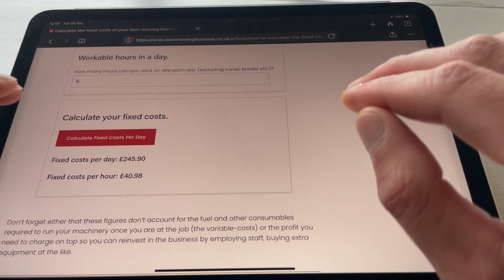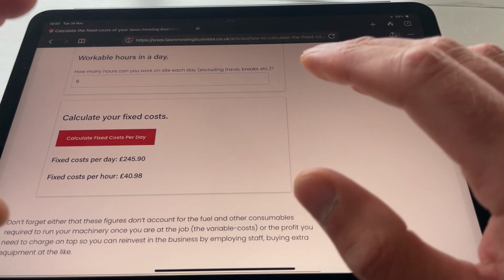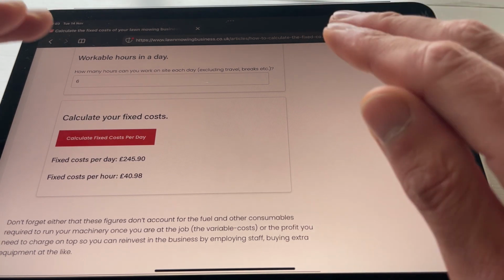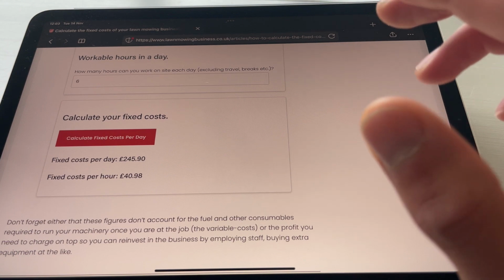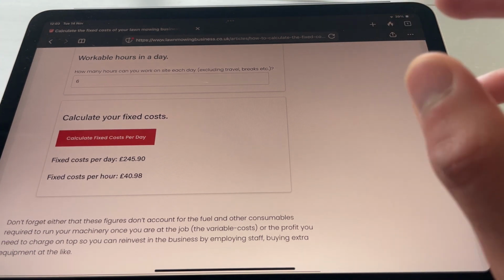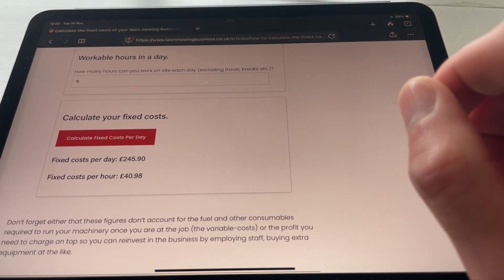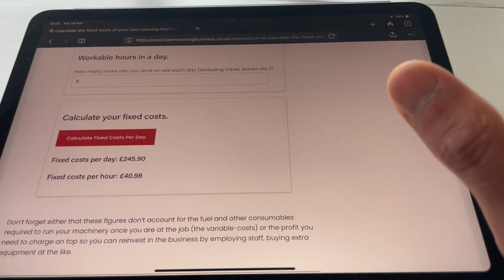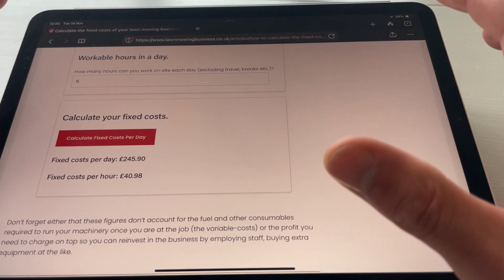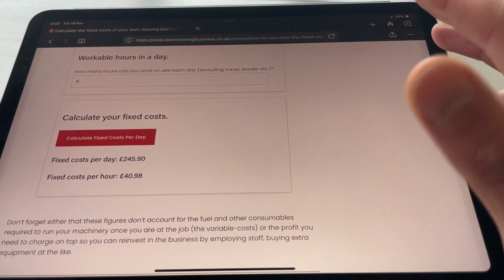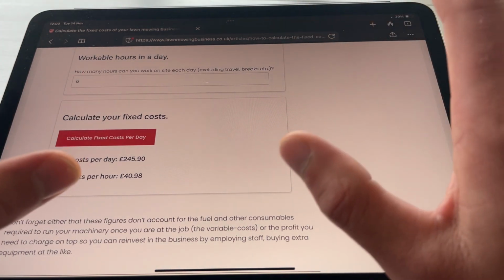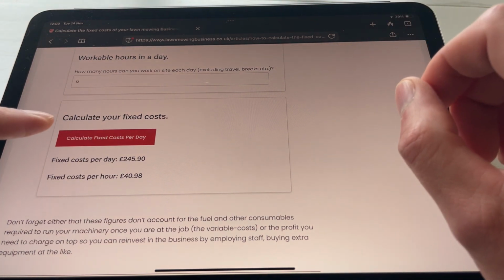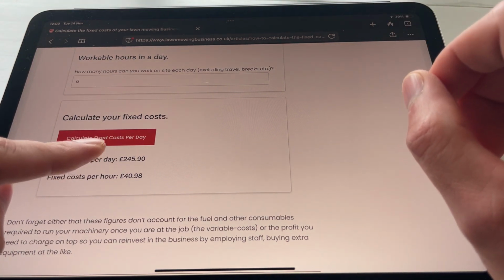Now remember, this doesn't include your profit, and it doesn't include your variable costs. So your variable costs are things like the fuel in your van and the fuel in your mowers and the fuel for you. So if you're going to buy some lunch when you're out, it doesn't include that. But we're not talking about a huge amount. That could be £10, £20 a day, £30 a day, something like that. Depends on your machinery and what you're running, and also how far away from home you work. The key thing though is to look at that, £245.